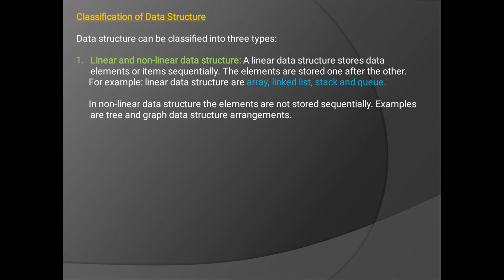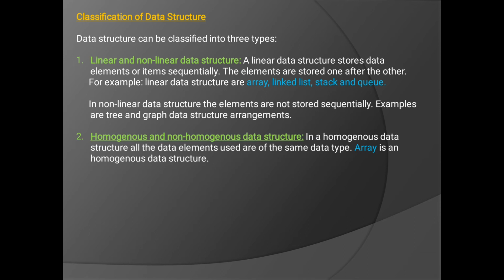In a non-linear data structure, the elements are not stored sequentially, so they are stored randomly. Examples of these non-linear data structures are graph and tree data structure arrangements. In a tree and graph data structure, the data are not stored sequentially, but rather in a non-uniform arrangement.